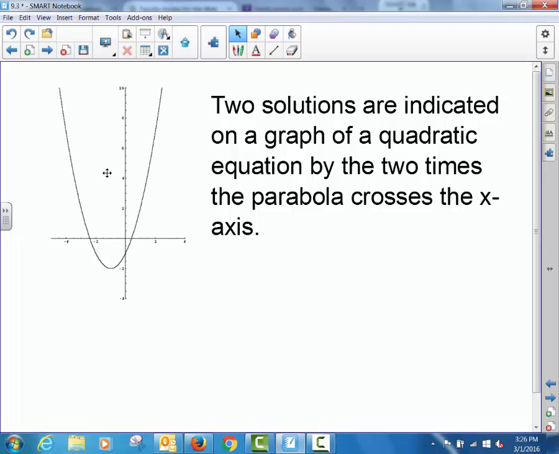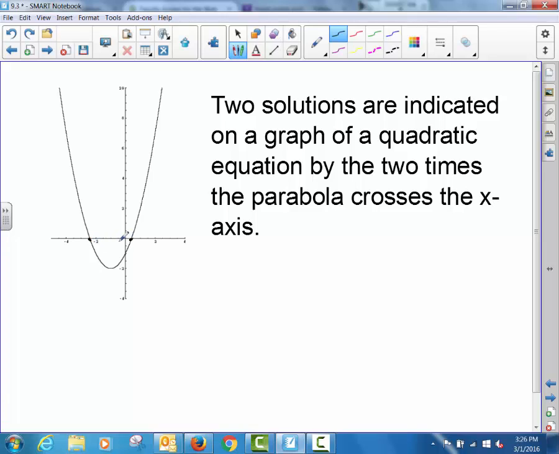2 solutions are indicated on a graph of a quadratic equation by the 2 times the parabola crosses the x-axis. So what you're looking for whenever you are solving a quadratic equation is where the x-axis is crossed by the parabola. So this one has 2 solutions because it crosses the x-axis in 2 locations, right here and right here.